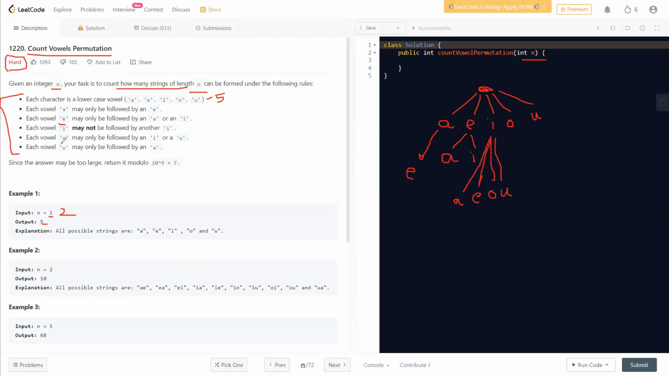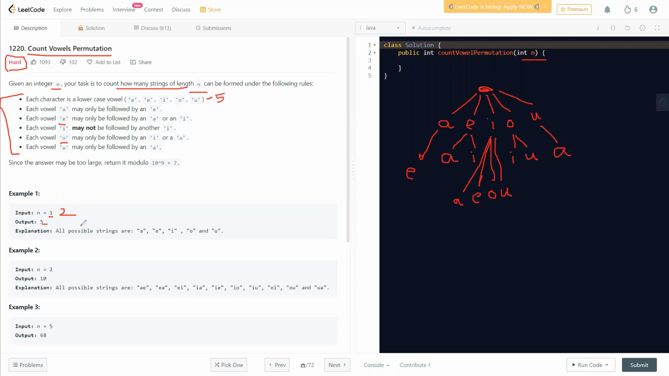Now after O, what will be our next character? O is followed by I or U. So after O, there can be two possible characters, I or U. Fine. Then after U, it can only be followed by an A.